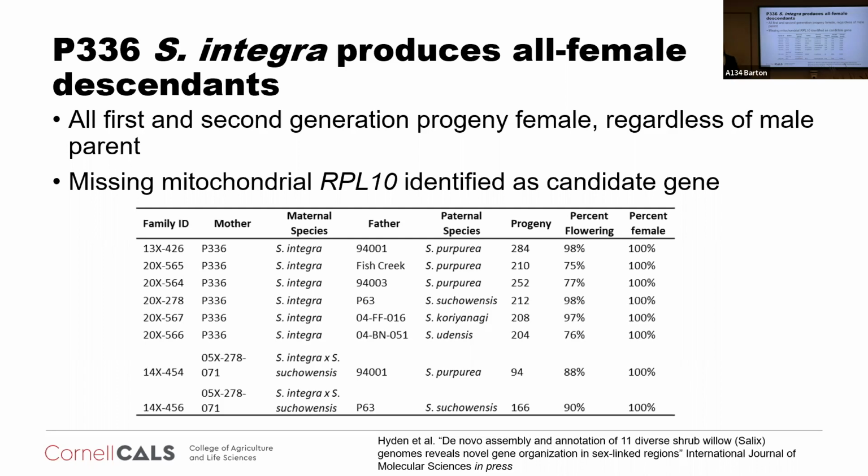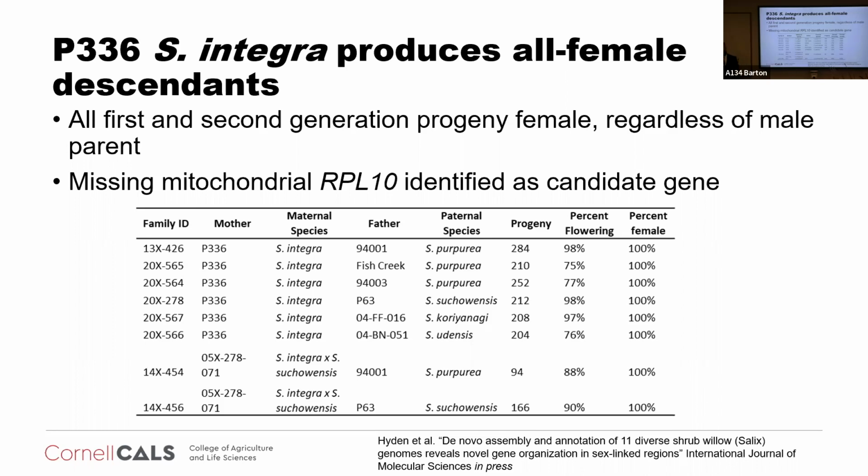So when we looked at our genome assemblies in the mitochondrial genomes, we noticed that this RPL10 homolog was missing from the mitochondria in P336. Now, RPL10 is a highly conserved gene. It is present in almost all plant taxa, including bryophytes and gymnosperms. So it's highly conserved, and we see it in our other willow genomes. So the fact that it's missing is quite interesting and definitely not expected.